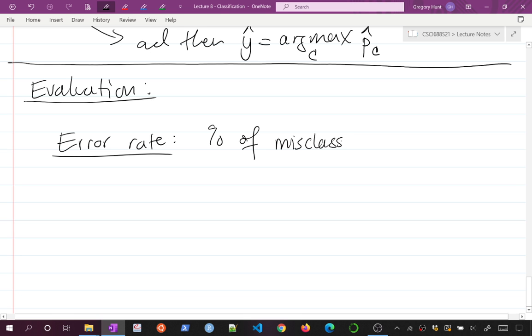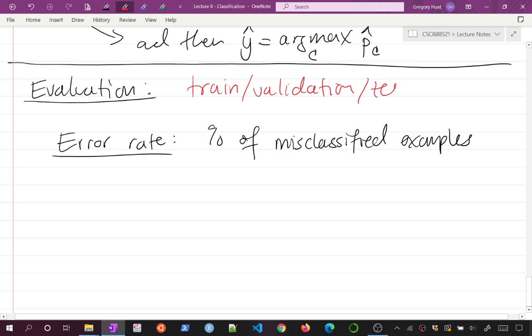misclassified examples. And I'm going to be generic here because you can do this for the training data. You can also do it for the test data, right? So in fact, we said we had training data, we had maybe validation data, and we had test data, right? And you could do it in all these situations, right? So you can calculate the percentage of misclassified, the training error, the validation error, or the test error, right? And so this is just the total number of misclassified examples over the total number of examples.